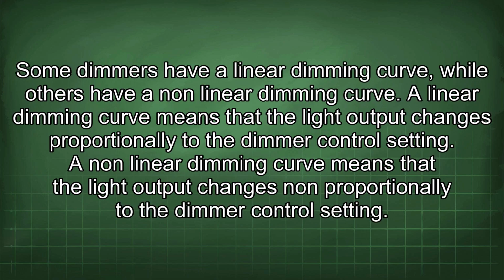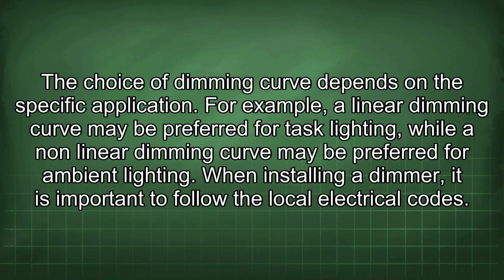Some dimmers have a linear dimming curve, while others have a non-linear dimming curve. A linear dimming curve means that the light output changes proportionally to the dimmer control setting. A non-linear dimming curve means that the light output changes non-proportionally to the dimmer control setting. The choice of dimming curve depends on the specific application. For example, a linear dimming curve may be preferred for task lighting, while a non-linear dimming curve may be preferred for ambient lighting.